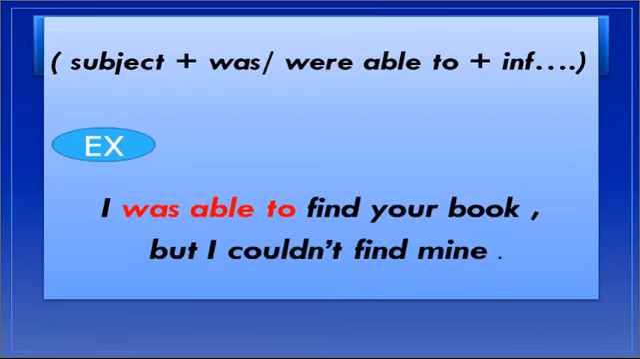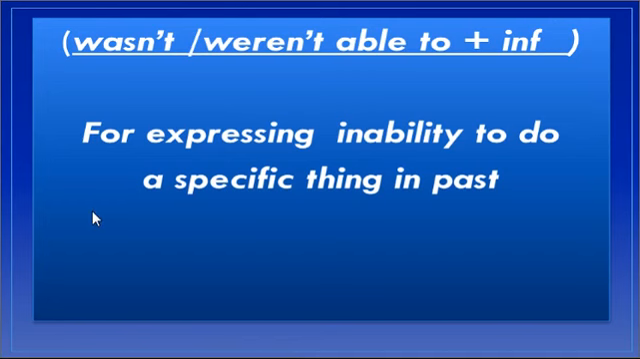Okay. When I express inability in the past, I use wasn't or weren't able to plus the infinitive for a specific thing or situation in the past. So here we use wasn't or weren't able to plus the infinitive, and the infinitive, as we know, is a verb without any additions, for expressing inability to do a specific thing in the past.